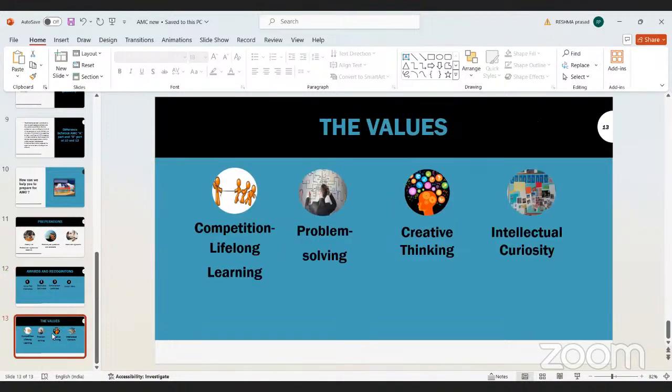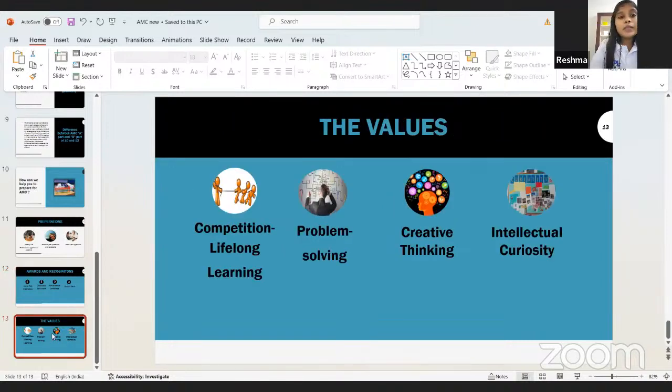Then these are the value added by the AMC competition. If you participate in the AMC competition, you'll get a competitive spirit, which will be lifelong learning that you can carry through your lifetime. Your problem solving skill gets improved. You'll be a creative problem solver. And your intellectual curiosity is also developed. So these are the values of the AMC.